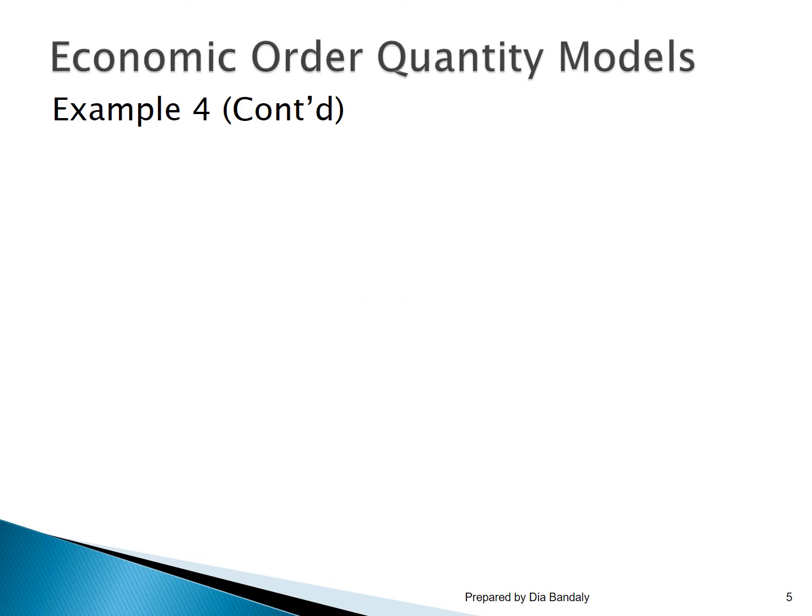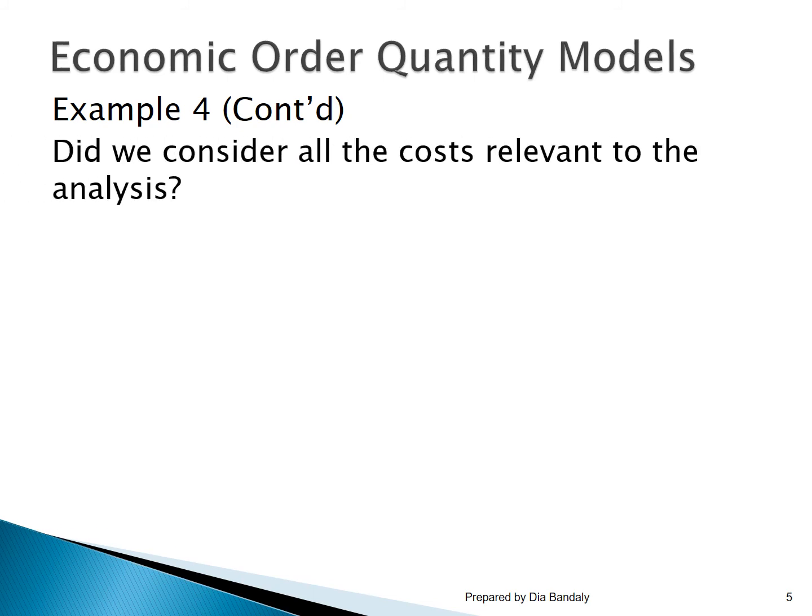Okay, now that we have found the total cost of buying and the total cost of making, so what do we do? Can we make the conclusion? Before that, ask yourself this question: did you consider all the costs relevant to the analysis? You may answer yes, but I think you have missed one point. What about the purchase costs?